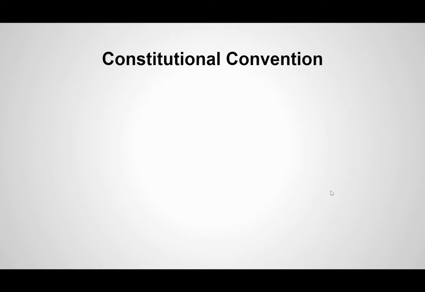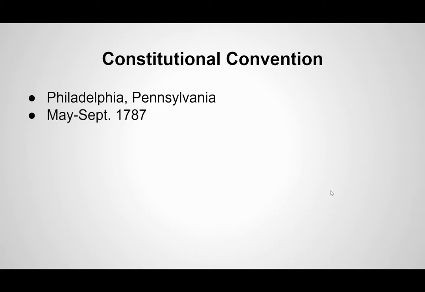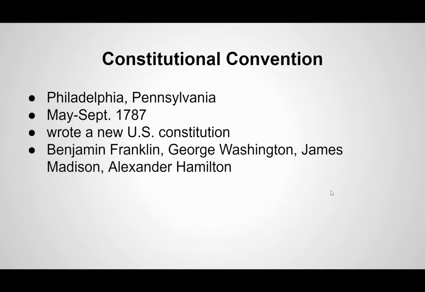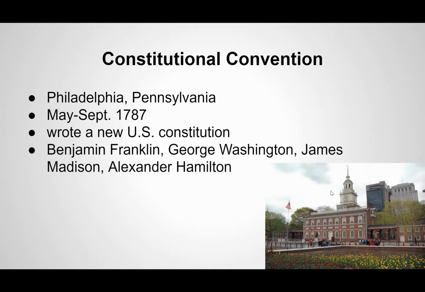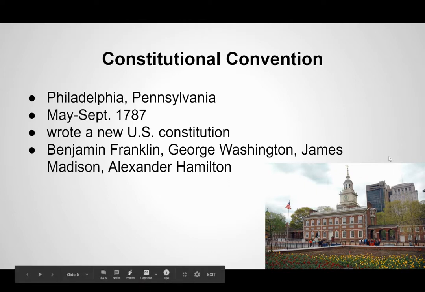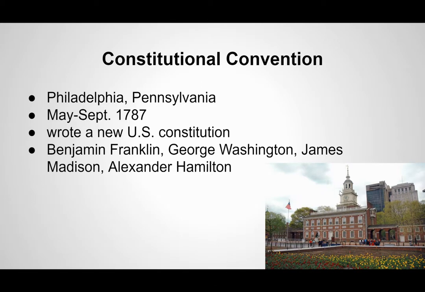And so what happens is this leads to the meeting of the Constitutional Convention, which met in Philadelphia, Pennsylvania in 1787, and they will write a new constitution. So this will be men like Benjamin Franklin, George Washington, James Madison, Alexander Hamilton, men who we consider to be the founding fathers, will meet at Independence Hall right here, which is also where the Declaration of Independence was signed, and they will create a new constitution that will have a stronger government that will be able to handle some of the problems that will arise in the newly formed United States of America.